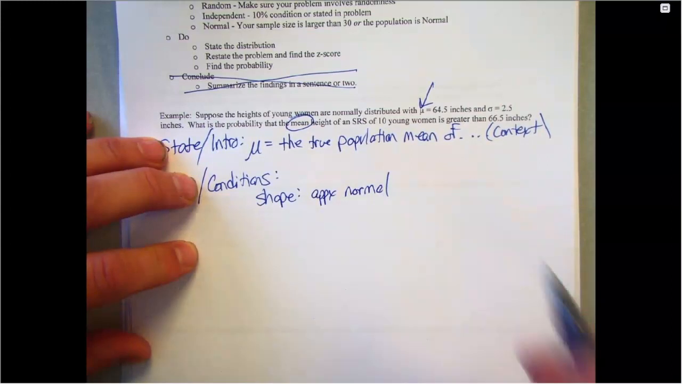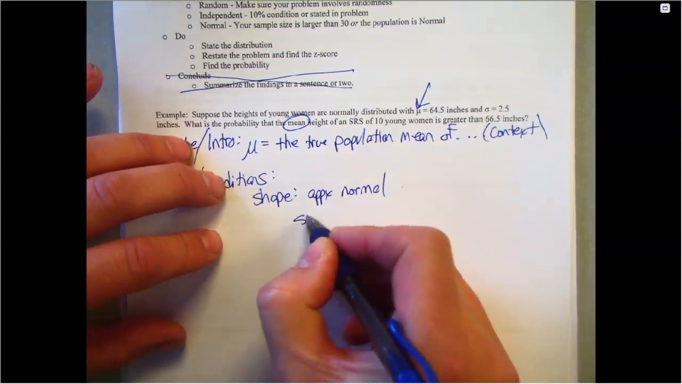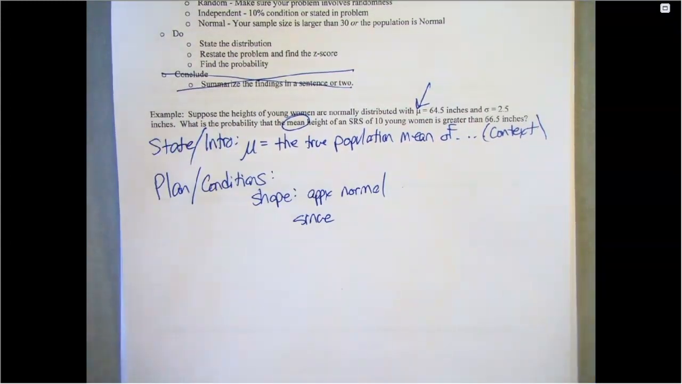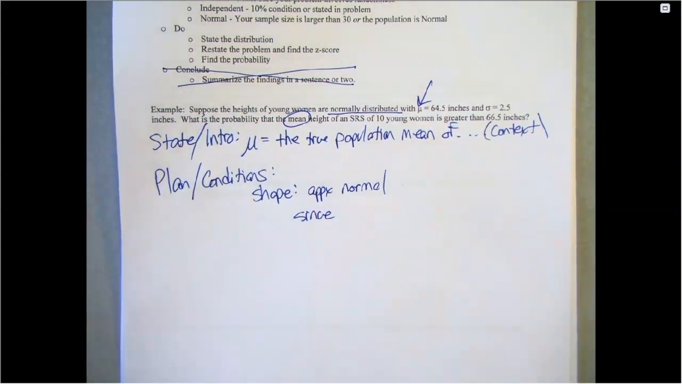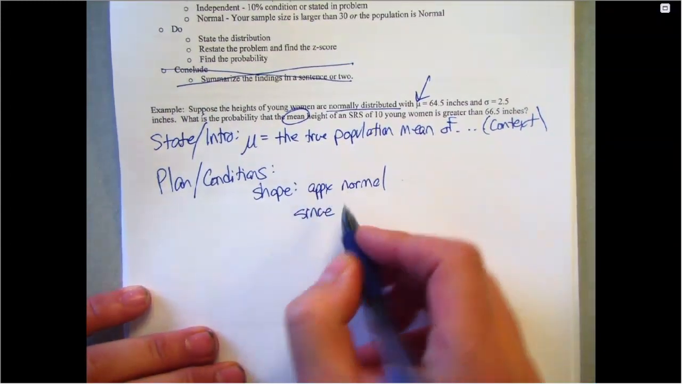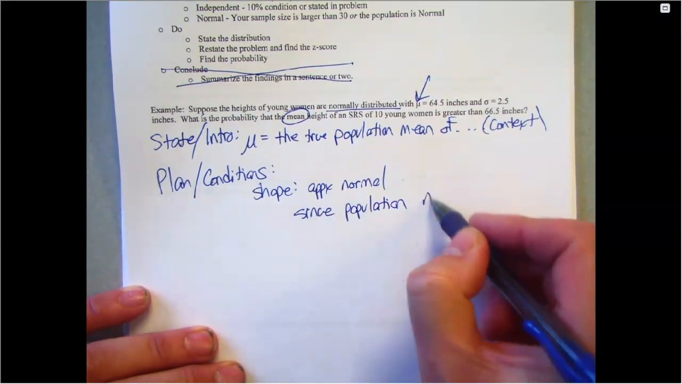it's going to be approximately normal because, and I'm going to say why. So if I read through the problem, we took a sample of 10. There's two ways your shape is normal. One is you took a large enough sample, which is 30 or more. You didn't. The other is it tells you the population is normal. So if you look at the question, it says, suppose the heights of young women are normally distributed. So they're telling you the population is normal. So the shape of our sampling distribution will be approximately normal since the population is normal.